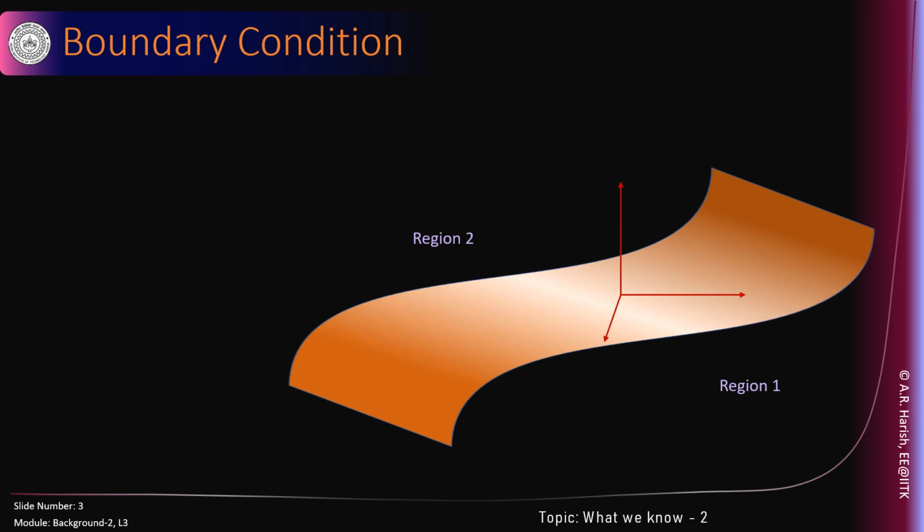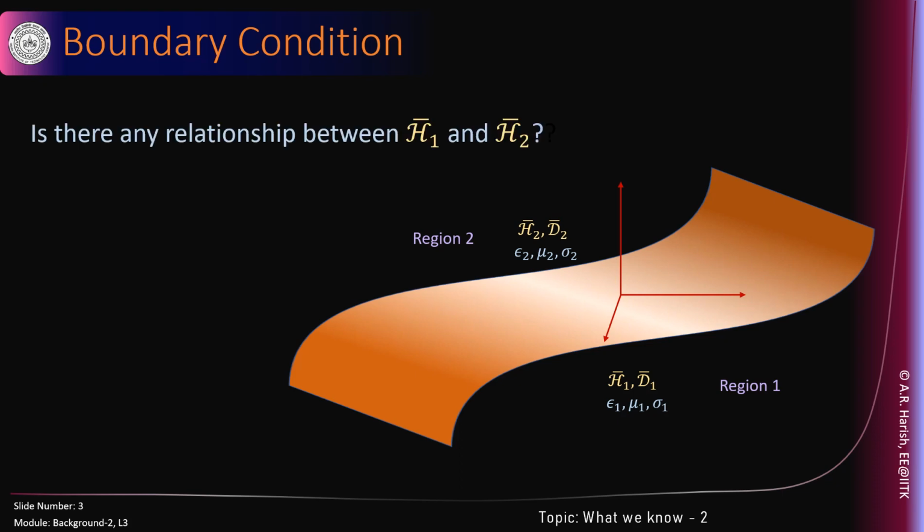Let's consider two regions, region 1 and region 2, separated by some surface. The constitutive parameters of region 1 are epsilon 1, mu 1, sigma 1, and for region 2 they are epsilon 2, mu 2 and sigma 2. And the fields in region 1 are H1, D1 and in region 2 are H2, D2, magnetic field strength and electric flux density respectively. Now we ask the question, is there any relationship between H1 and H2?